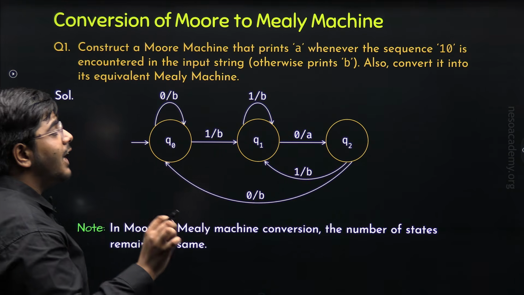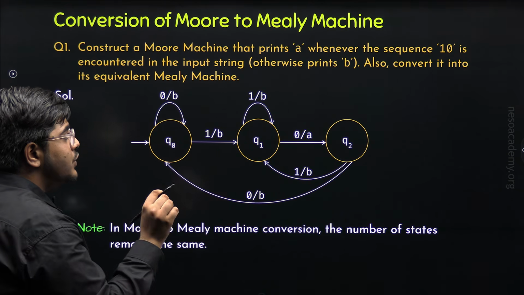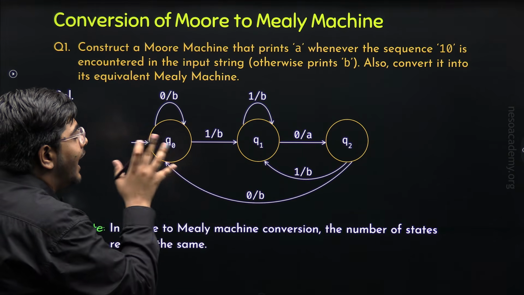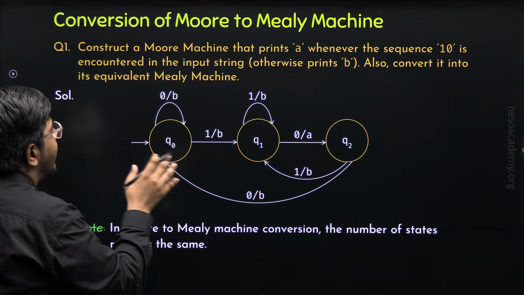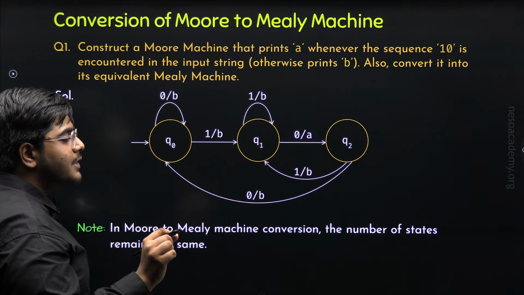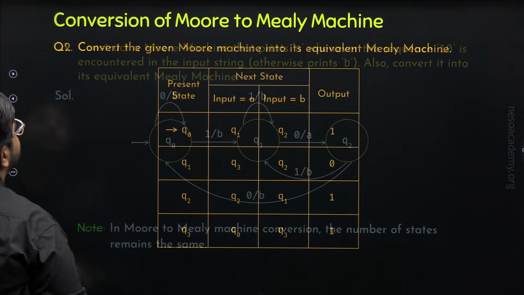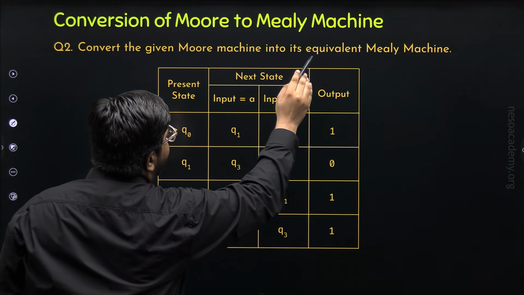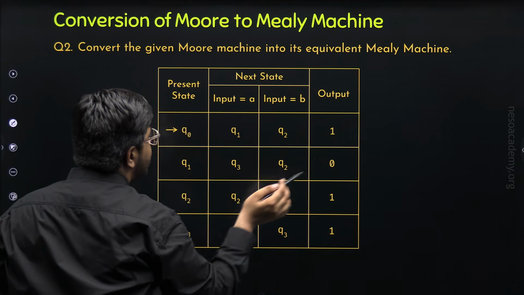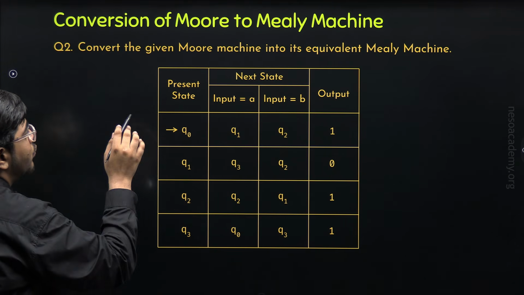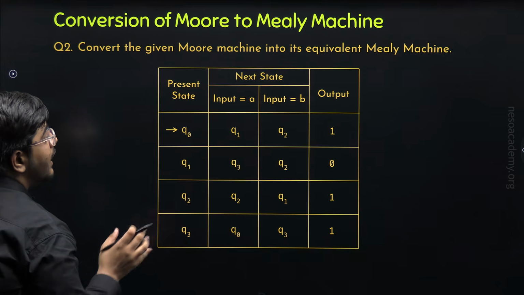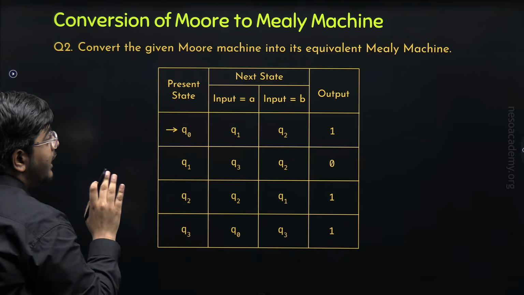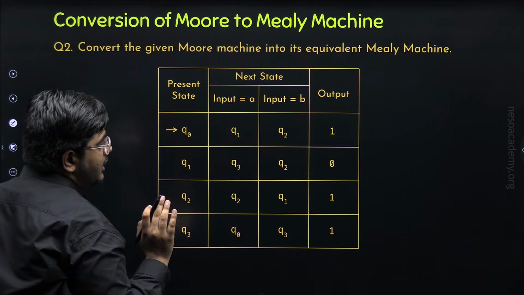So in this way, we are done with problem number 1, in which we first constructed a Moore machine and then converted that Moore machine into its equivalent Mealy machine. Now let's proceed to question number 2. Convert the given Moore machine into its equivalent Mealy machine. This is the transition table of the Moore machine that is given to you, and now you need to convert it into its equivalent Mealy machine.